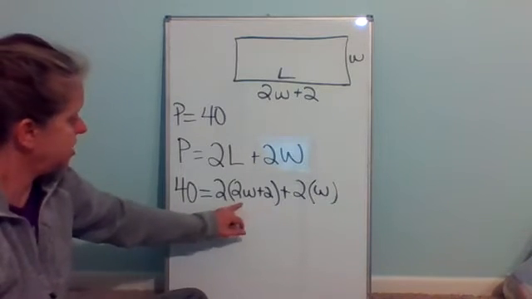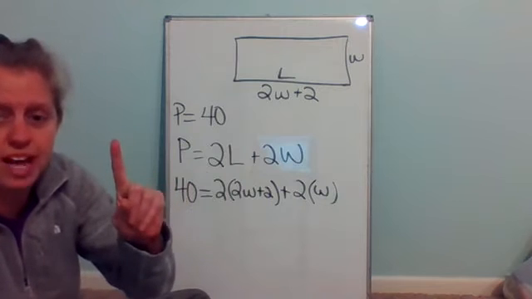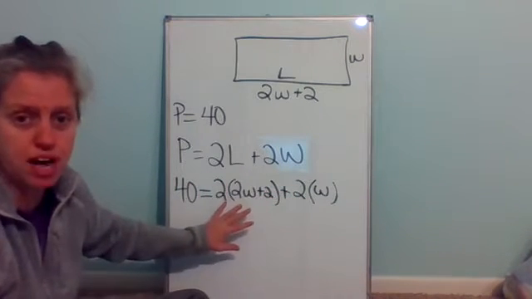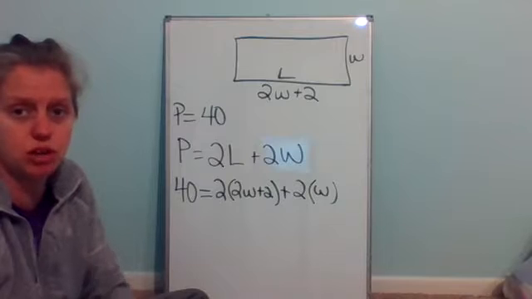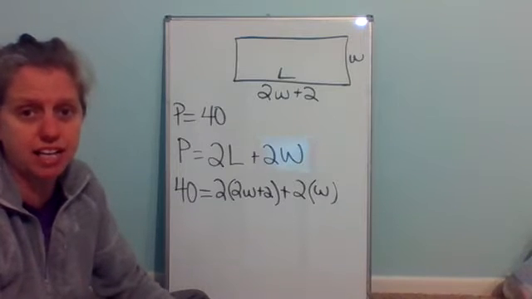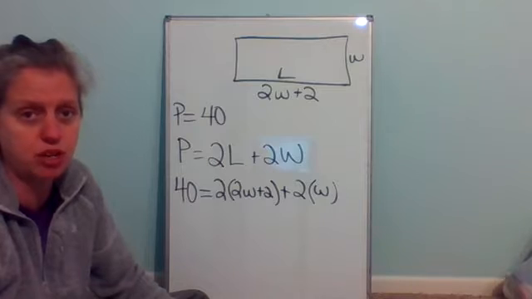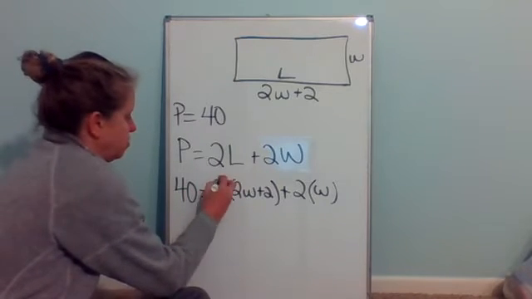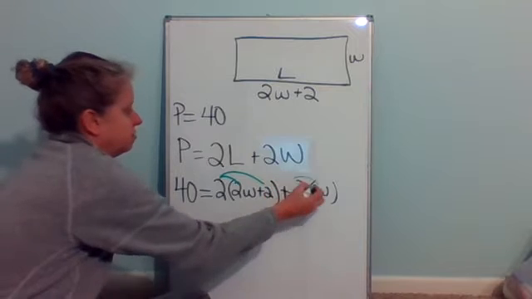So now, this equation only has one letter, which means if you only have one unknown letter in your equation, you can find that letter. I can find out what W is by getting the W by itself. So the first thing I need to do is remove these parentheses.